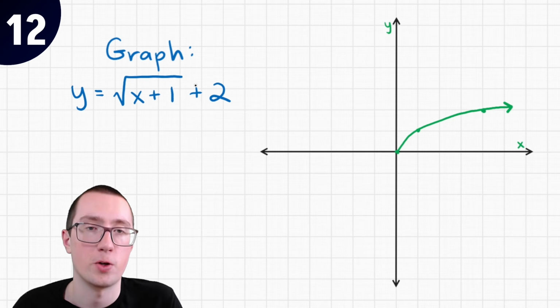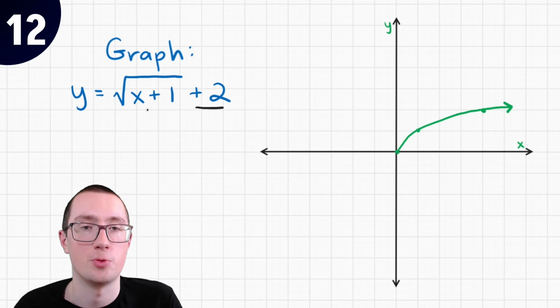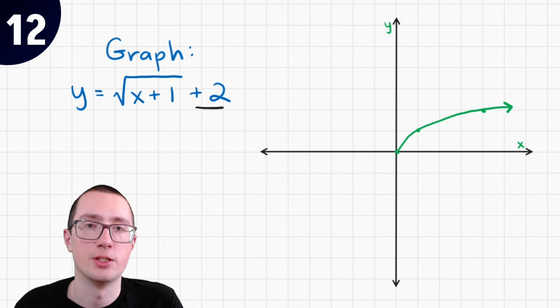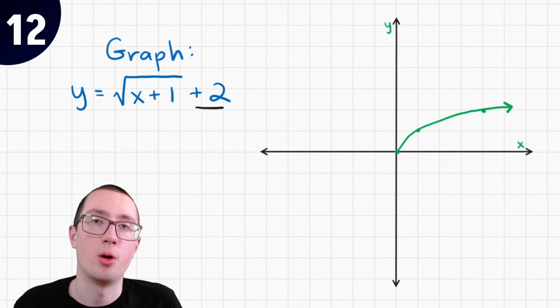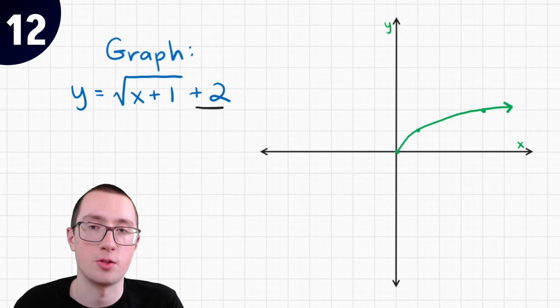It's on the outside of our square root. We're just attaching a plus 2 to the end. This means we're adding 2 to y. So whenever you have a number added to the outside, it's going to move the graph up. Or if you're subtracting it on the outside, it's going to move it down. So I'm going to take all of the points of our graph and move them up 2 squares.